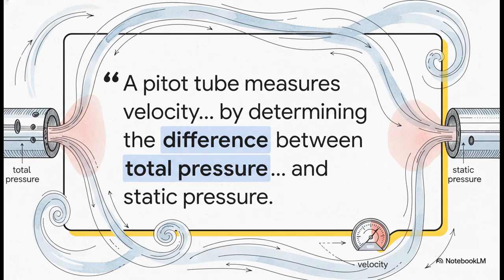If you've ever looked at the front of an airplane, you've seen one of these sticking out. It's an L-shaped tube that points directly into the flow. It cleverly measures two things at once: the static pressure of the air around it and the total or impact pressure of the air hitting it head-on. The difference between those two pressures is directly related to the fluid's velocity.